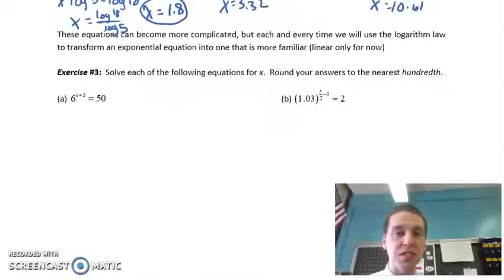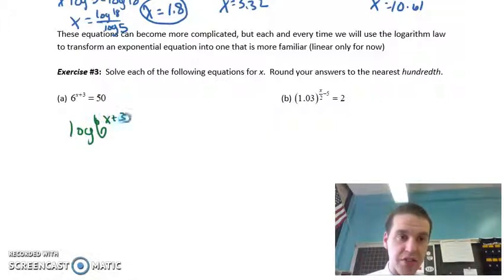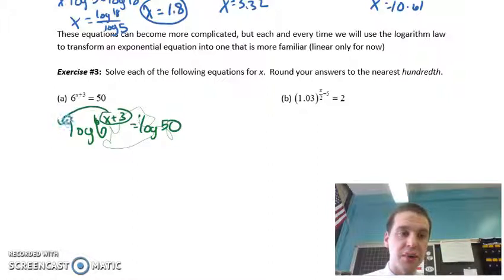One of the last two examples that we're going to look at is ones with exponents that have more than just x in it. There's operations in here. And so we're going to do the same thing. Nothing changes. Log of 6 raised to the x plus 3 equals log of 50. Still take the logarithm of both sides. Now what you're going to do is take that x plus 3, since it's the power, and bring it out in front. X plus 3 in parentheses, log of 6 equals log of 50.